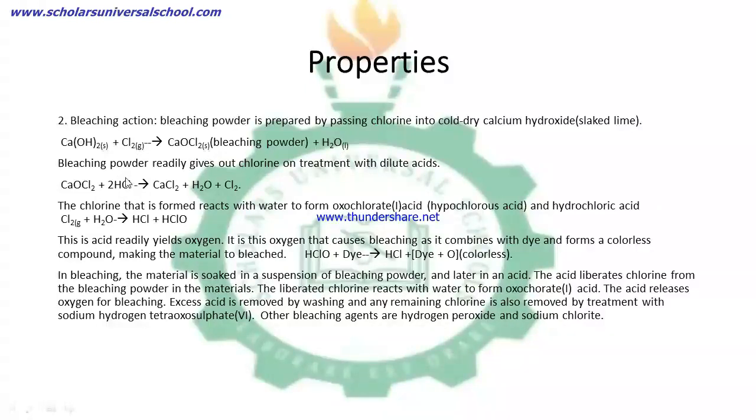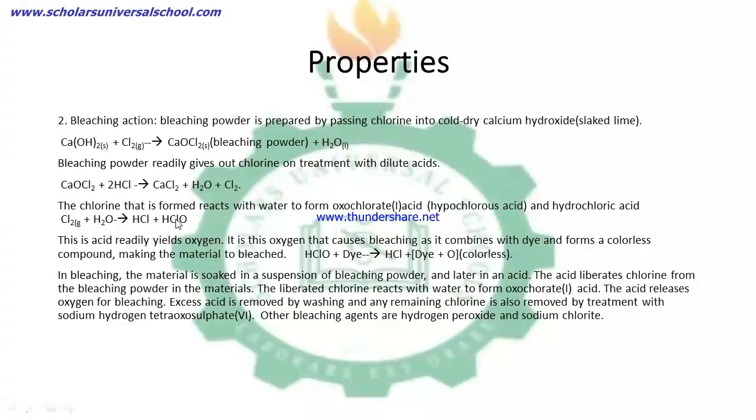Now the bleaching powder readily gives out chlorine on treatment with dilute acid. Here the bleaching powder reacts with HCl, hydrochloric acid, forming calcium chloride and liberating chlorine gas, as you can see. Please take note that we can also make use of other dilute acids like H2SO4 and HNO3. But the main thing we are concerned about is the liberation of chlorine gas from the reaction.